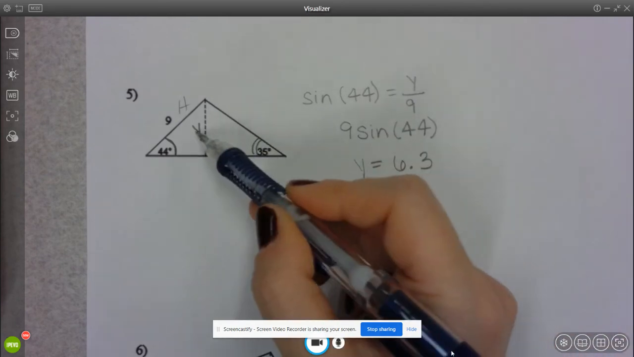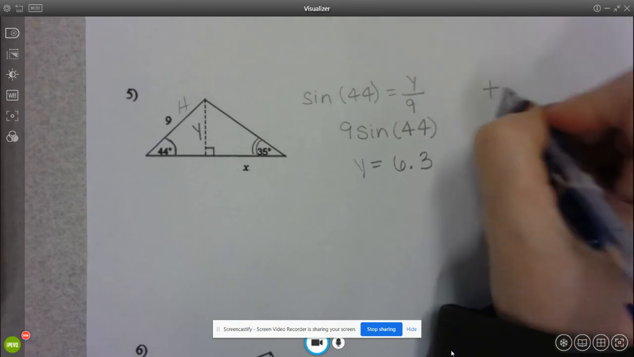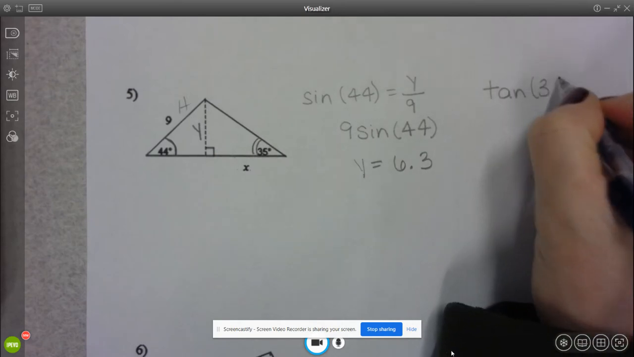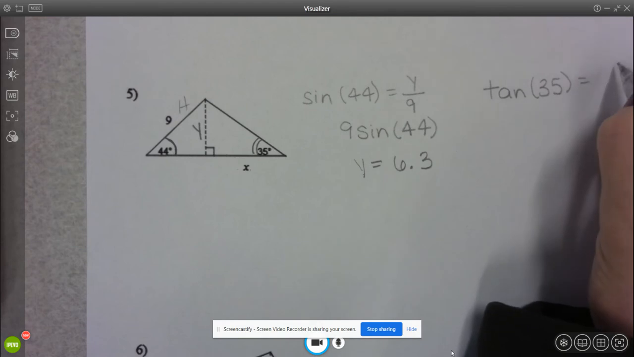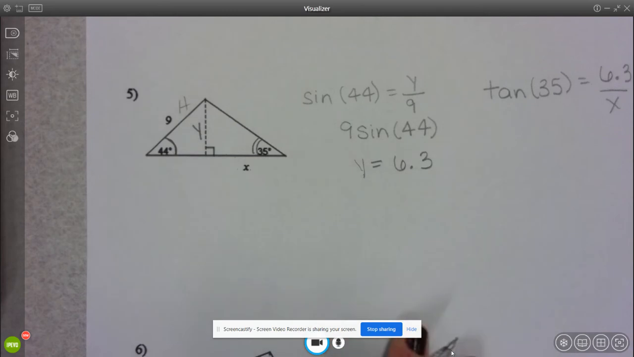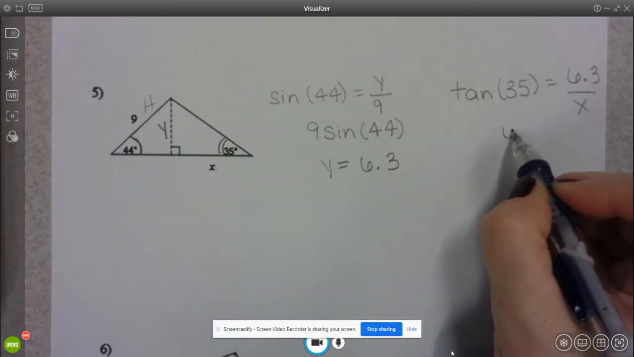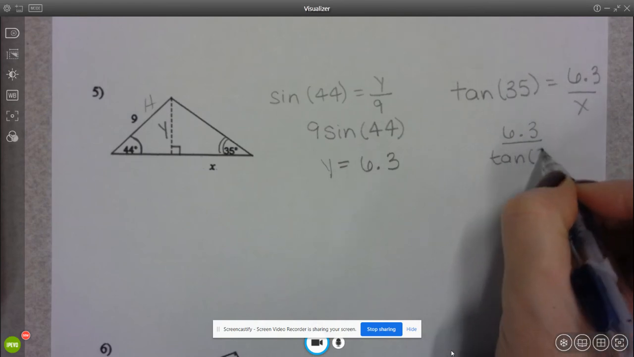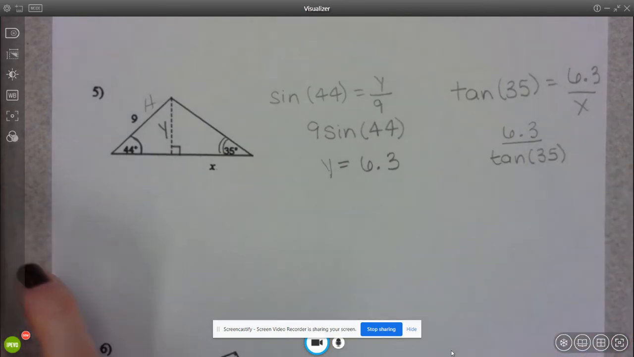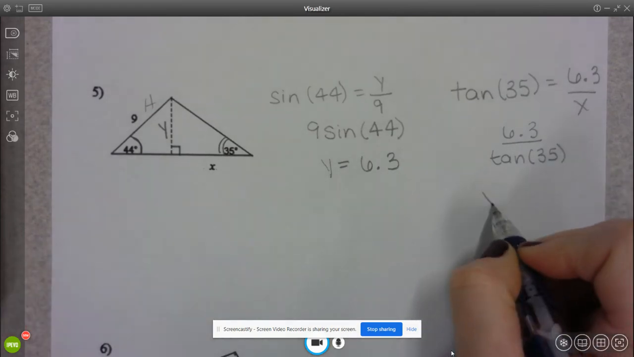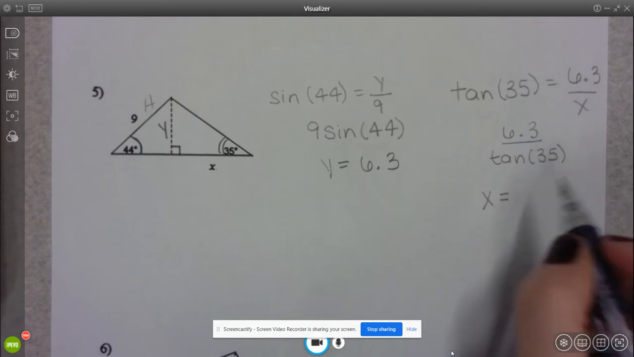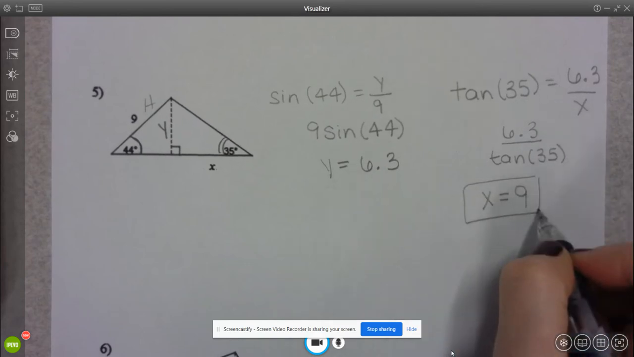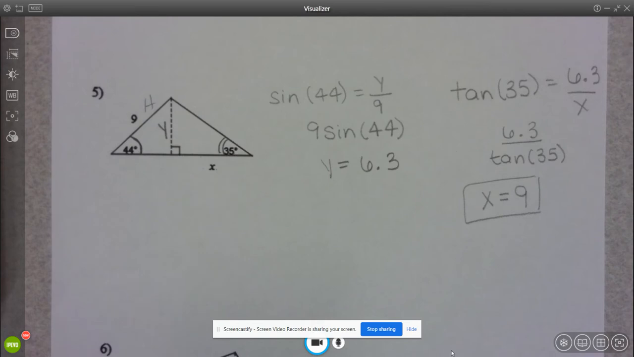Now with 35, I have opposite and adjacent. So I have the tangent of 35 here. Opposite is y, so 6.3. Got a little switcheroo. So in my calculator, I'm going to do 6.3 divided by the tangent of 35. Which gives me an x value rounded to the nearest tenth of 9.